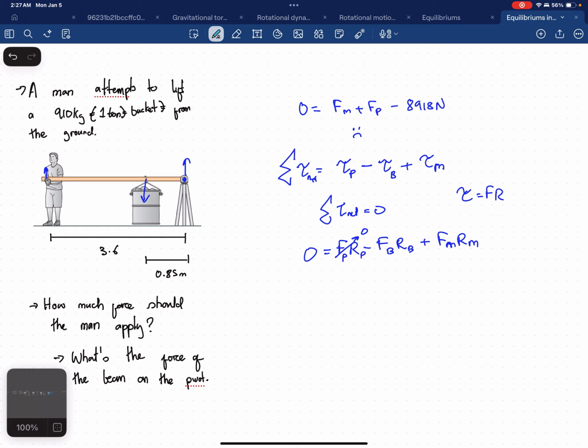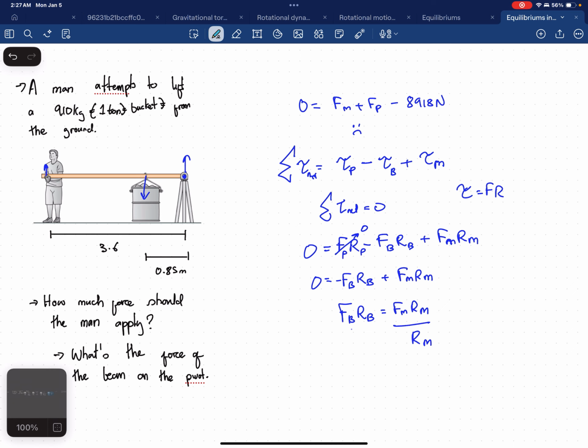So now I'm going to have F_B minus F_B R_B plus F_M R_M. I can take this across the equal sign: F_B R_B equals F_M R_M, right? I can divide by R_M, and it cancels out. F_M. Oh, look what I have. I have a formula now for the force of the man. Boom, derived from the torque equation.